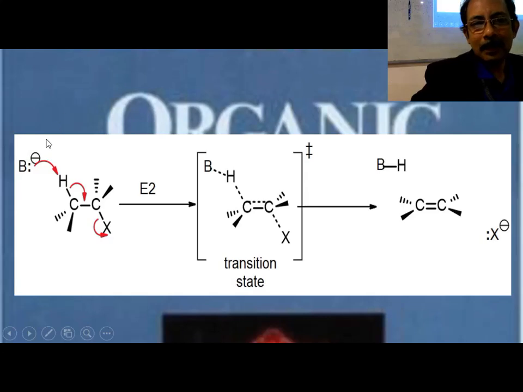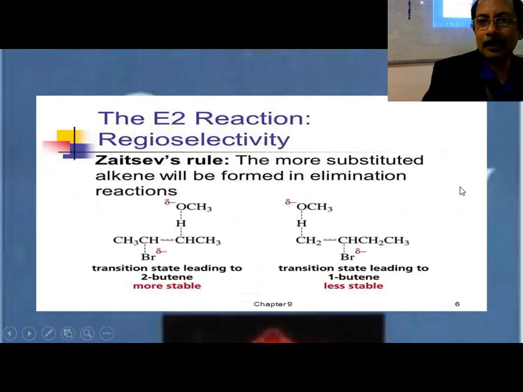Okay, look, the base is abstracting H plus from here. The base is usually negative, that's why we put a minus. Okay, this is abstracting this hydrogen and it is removing this X together, and this is only one transition state and there is no intermediate, and directly we are getting the product. So this is E2.